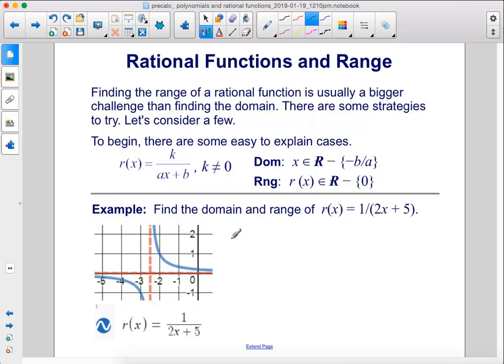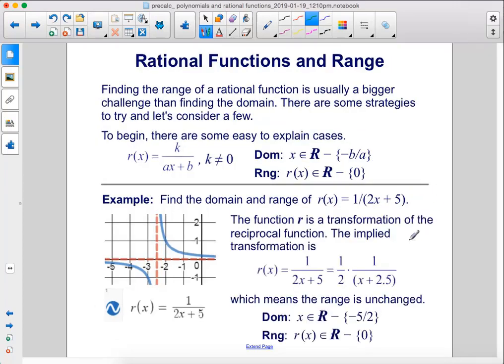Find the domain and range of r of x equals 1 over 2x plus 5. The function r is a transformation of the reciprocal function. The implied transformation is 1 over 2x plus 5 equals 1/2 times 1 over x plus 2.5, which means the range is unchanged. The domain is going to be all real numbers except for negative 5 over 2, and the range is going to be all real numbers except for 0.